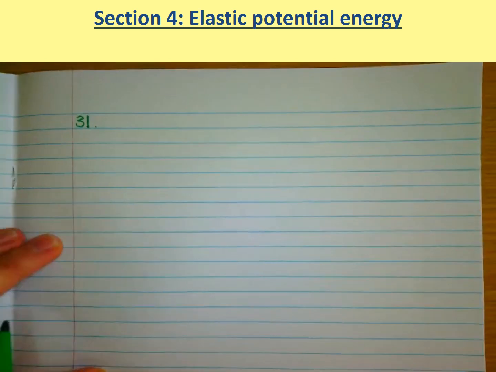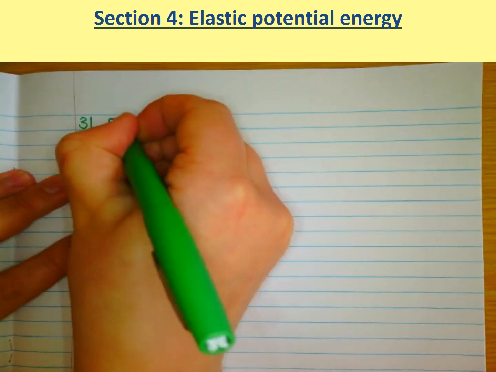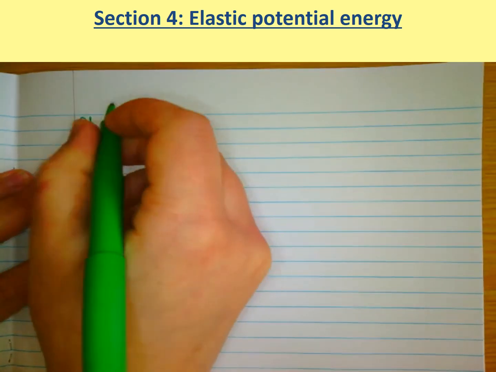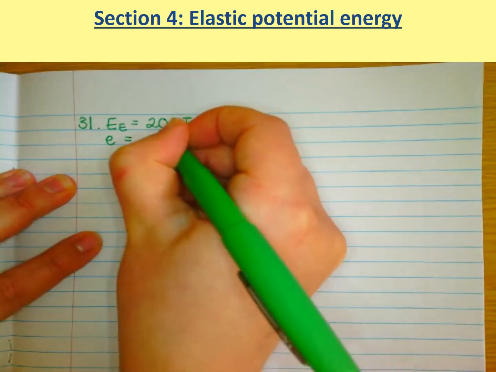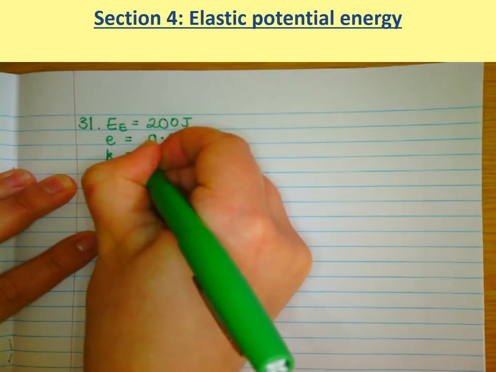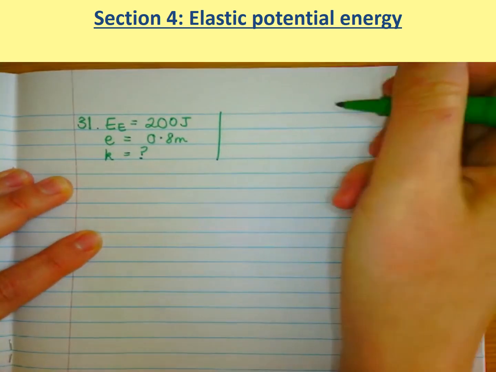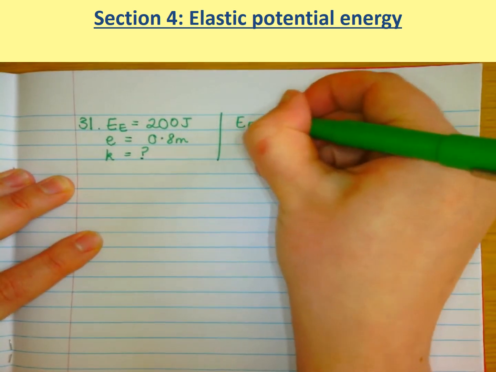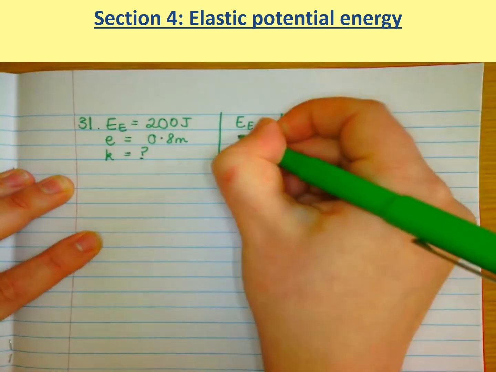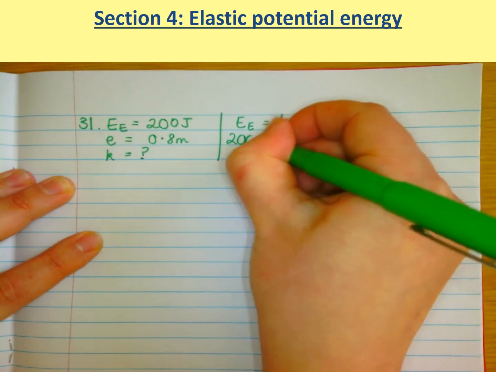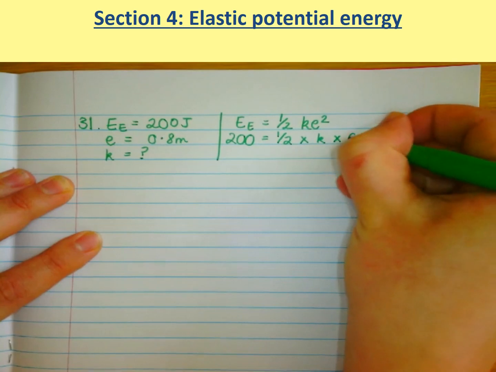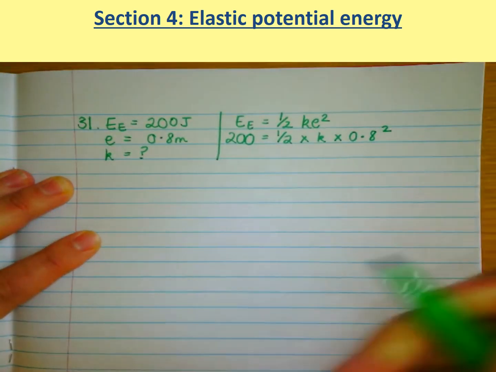Okay, let's have a look at question 31. So this says that there's an elastic potential energy of 200 joules. The spring has extended by 0.8 metres. And we've been asked to find the spring constant. So write out the equation. Elastic potential energy is equal to half ke squared. We're going to put in the numbers we know. So 200 joules is equal to half times k times 0.8 squared.